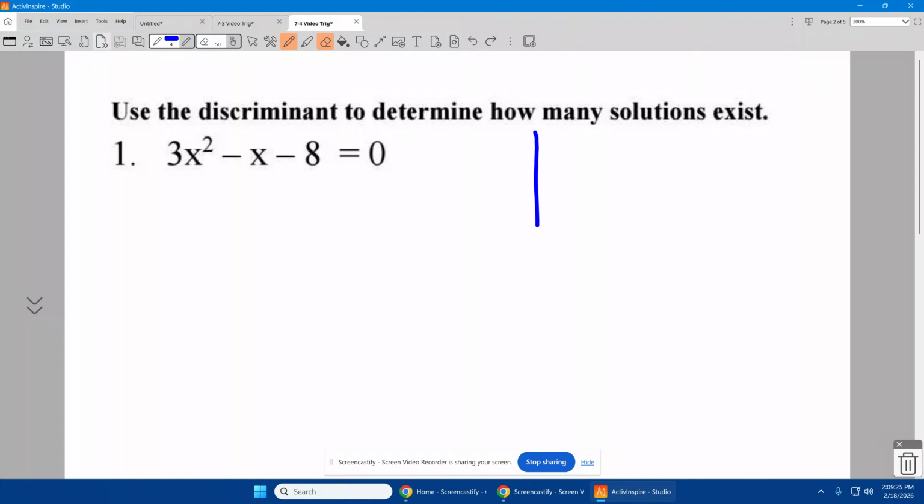So what happens is basically this guy, he either's not crossing at all, so there's no solutions. He crosses twice, so there's two solutions. Or he just comes down, touches, and bounces back up, and there's only one solution. That's what we're trying to figure out.